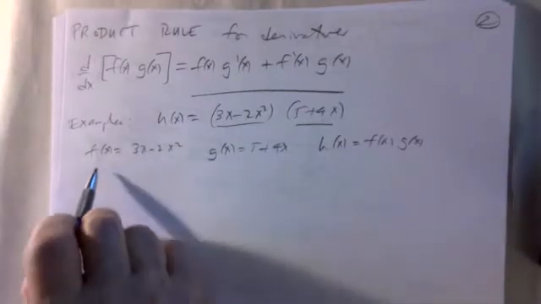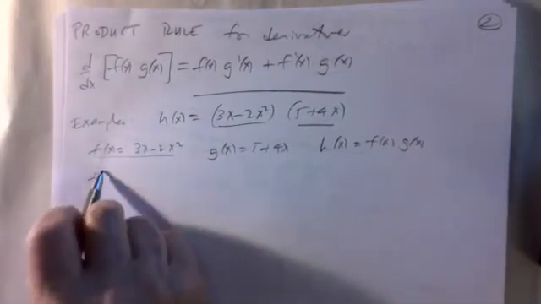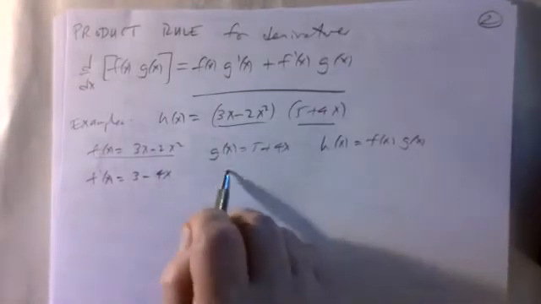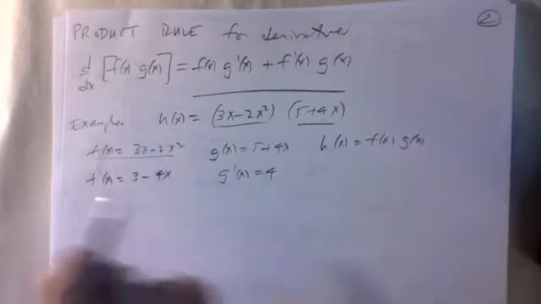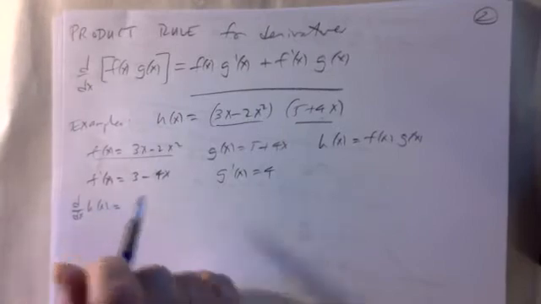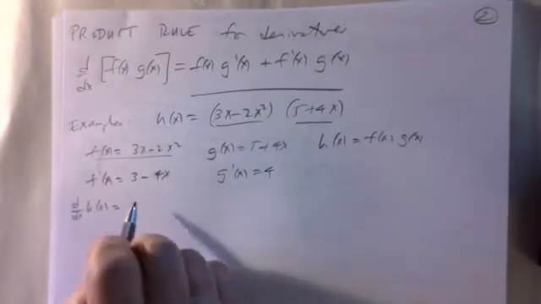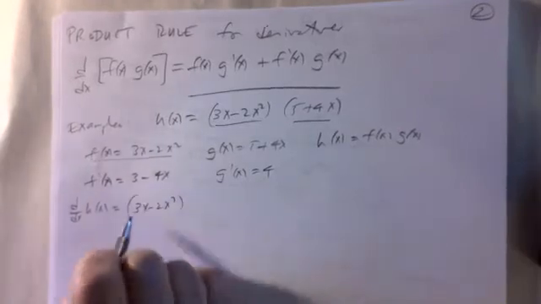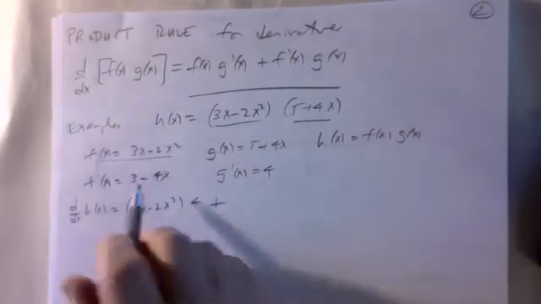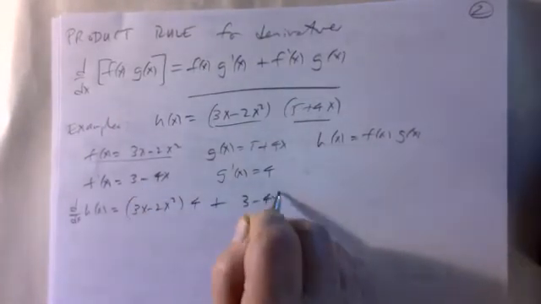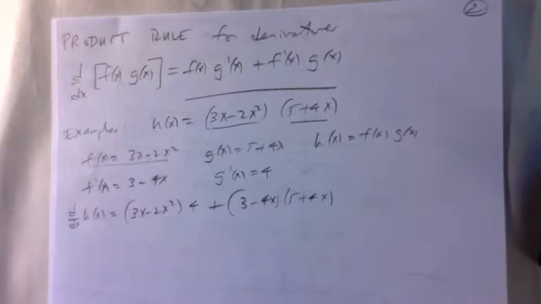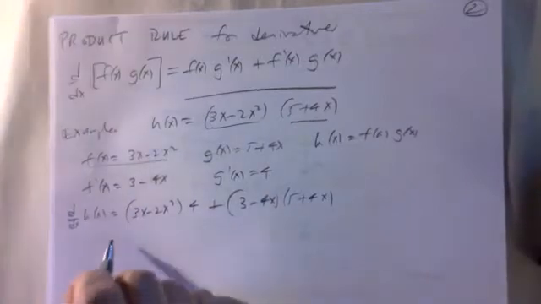What are the derivatives of these functions? If this is f of x, the derivative is 3 minus 4x. This is g, the derivative is 4. So the derivative of h of x is f, 3x minus 2x squared, times the derivative of g, plus the derivative of f, times g. And then you just need to expand this and work out what it is.